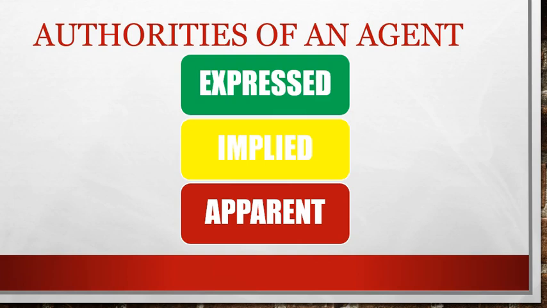So the agent has an expressed authority, an implied authority, and an apparent authority. And if you've noticed, I've color coded it. It kind of looks like the lights of a traffic stoplight with green, yellow, and red. And you'll understand later why I did that.